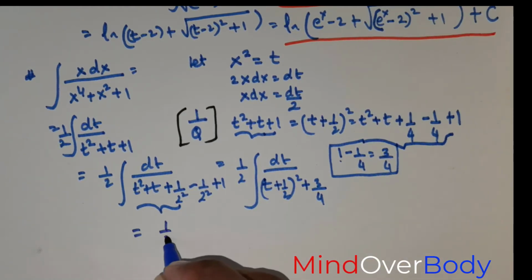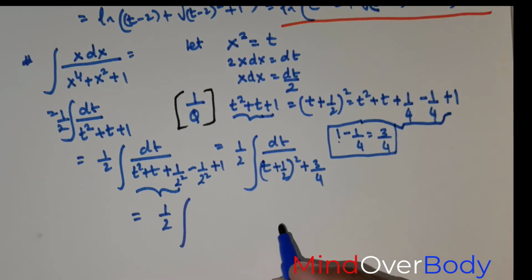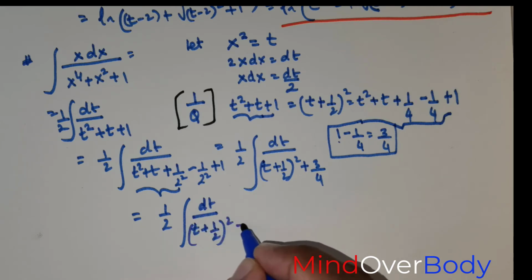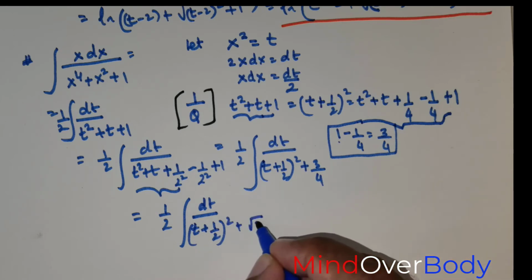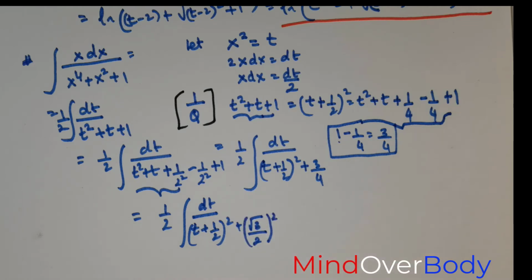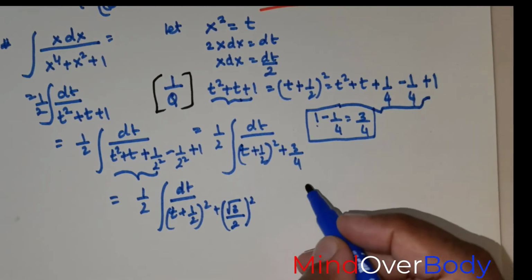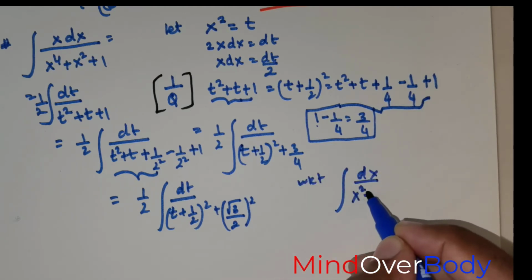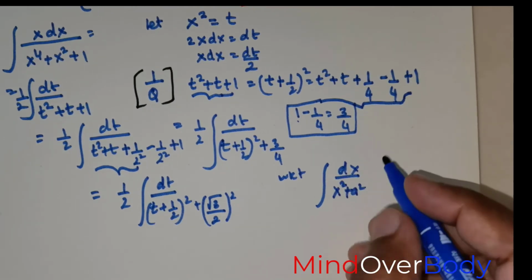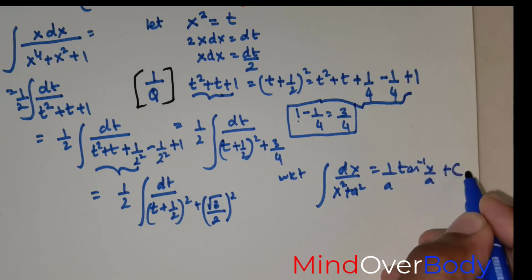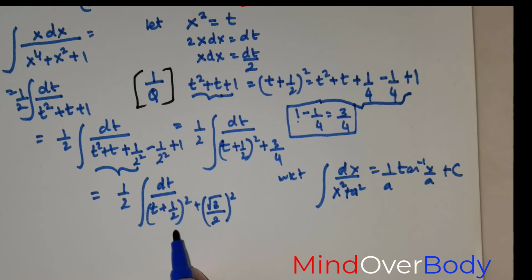make some alterations with this 3 over 4. So let's rewrite this integral dt over t plus 1 over 2 raised to the power of 2 plus 3, which can be rewritten as root 3 over 2, and it has to be raised to the power of 2. So this is very similar to, we know that integral dx over x squared plus a squared, right, which is nothing but 1 over a tan inverse of x over a plus c. So I'm exactly going to apply this formula over here.